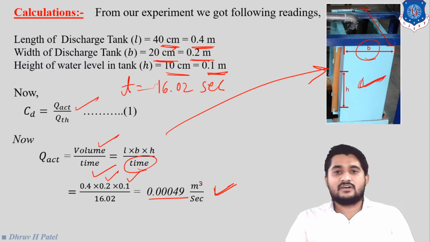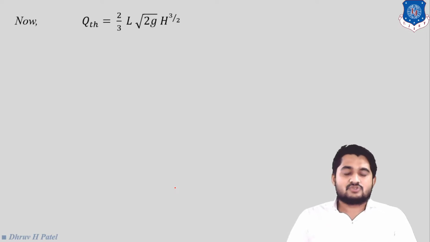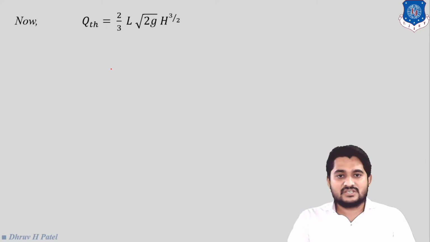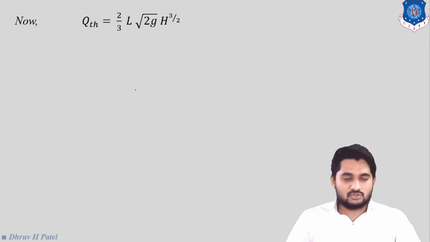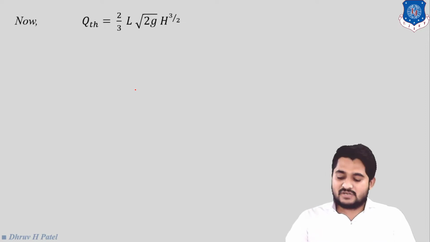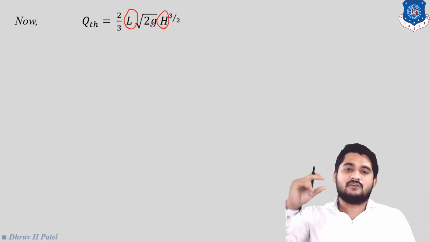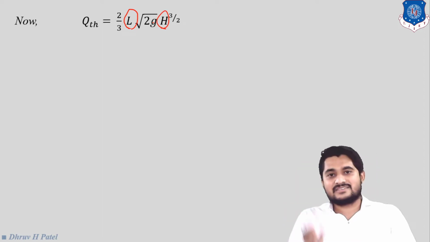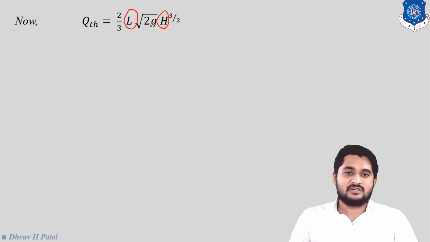Now we have to find out Q theoretical. So from the theoretical data, we have the equation of Q theoretical. So Q theoretical is equal to 2 by 3 L under root 2G H raised to 3 by 2. Now let us understand the nomenclature first of all. L is equal to the length of this notch, right? H is equal to the height of the water level above the notch, right? L is equal to the length, or we can say the width, of the notch, right?